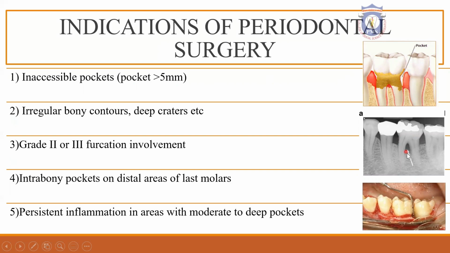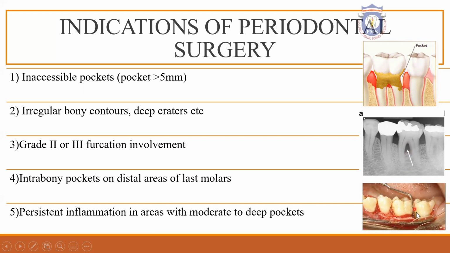Similarly, in radiograph, when you see irregular bone surface or when you see a furcation involvement, you can proceed with a flap surgery. This is a furcation lesion. So in radiograph, you can see a radiolucency in the interradicular area. The furcation, the problem is again an inaccessible area. It's very difficult to instrument with non-surgical approaches. So you may have to reflect a flap and do a proper debridement.